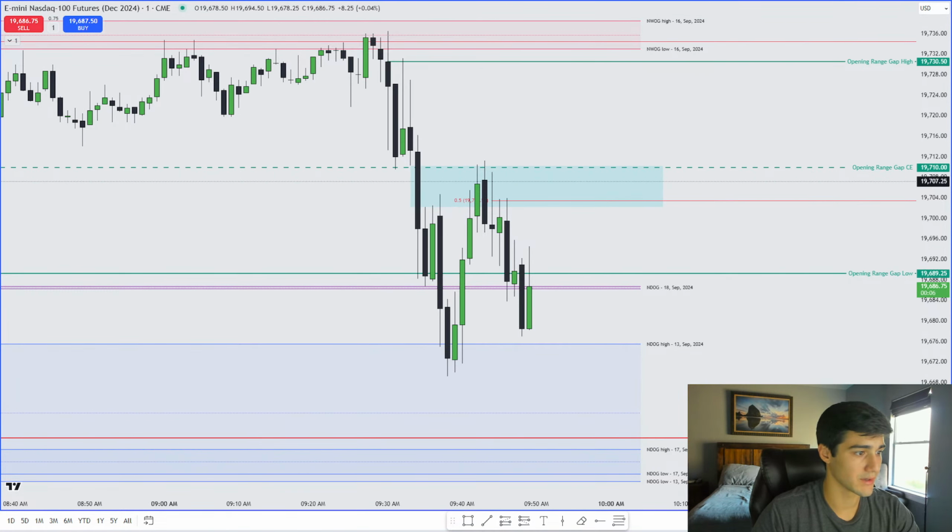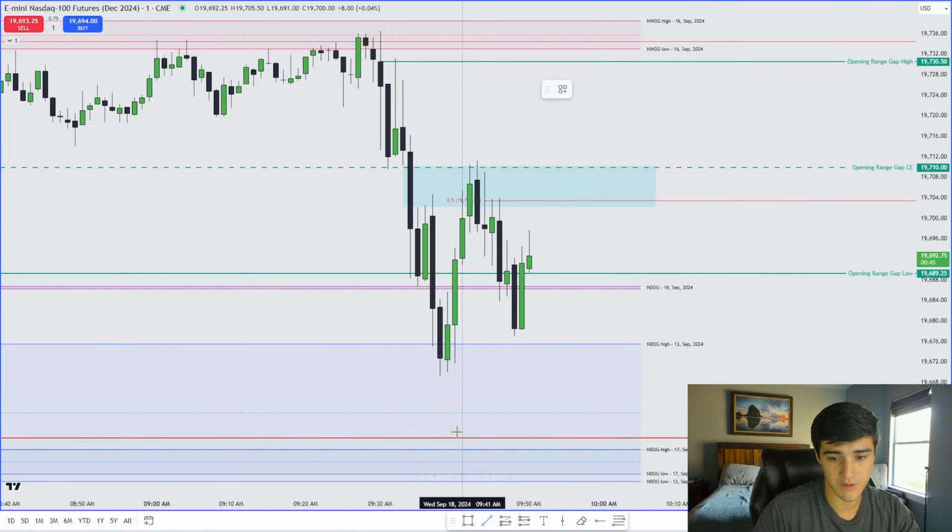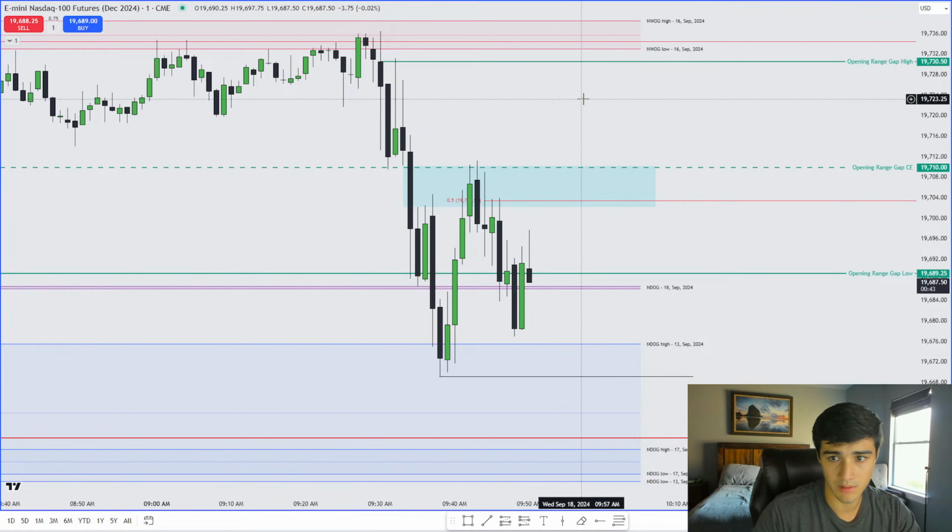So now I'm simply waiting for the 10 o'clock silver bullet, something that makes sense. Clear imbalance that makes sense. So we form these relative equal lows below. So here we have minor sell side liquidity.